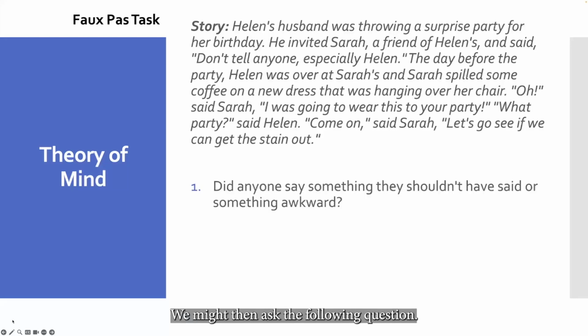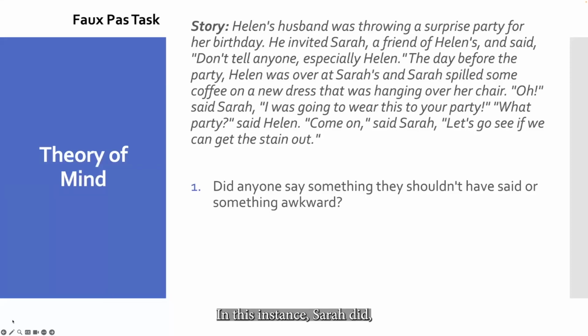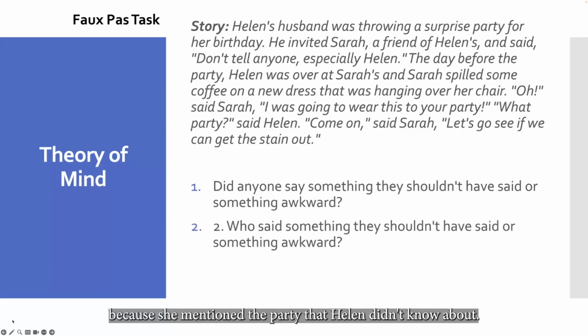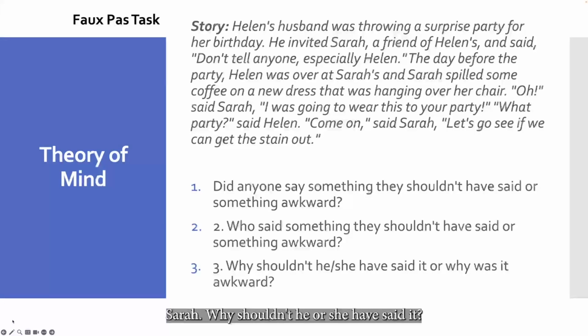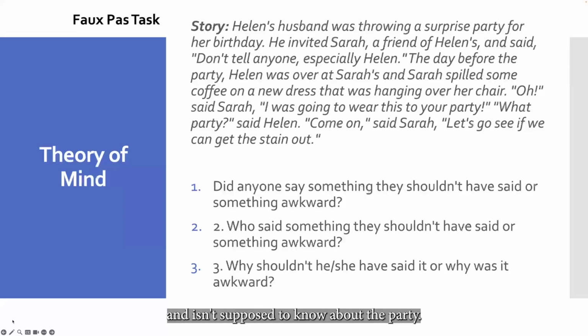We might then ask the following questions. Did anyone say something they shouldn't have said or something awkward? In this instance, Sarah did, because she mentioned the party that Helen didn't know about. Who said something they shouldn't have said or something awkward? Sarah. Why shouldn't she have said it, or why was it awkward? In this instance, what Sarah said was awkward because Helen doesn't know about the party and isn't supposed to know about the party. So you could see how we could code for different levels of knowing something awkward happened, but maybe not knowing who said it or what was said.